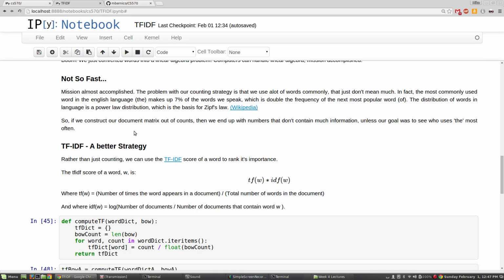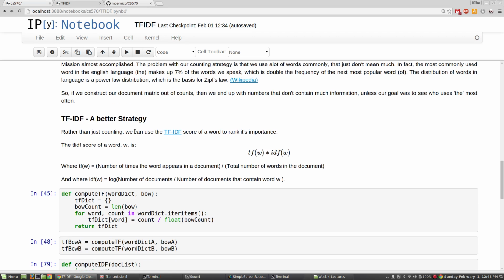Okay, so if we construct our document matrix out of counts, then we end up with numbers that don't contain a lot of information, unless our goal was just to see who uses the most. All right, so that's where Tf-Idf comes in. And Tf-Idf is just a better strategy for counting words and weighting the counts appropriately.